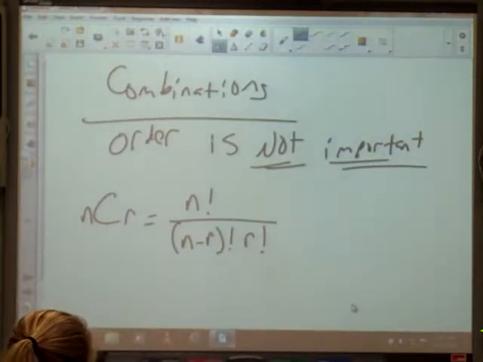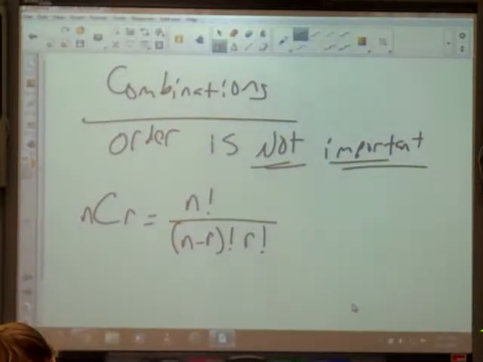Okay, so that's the only difference in the formula there. Alright, let's try one. We order a sandwich at a restaurant. You can choose 2 side dishes from a list of 8.